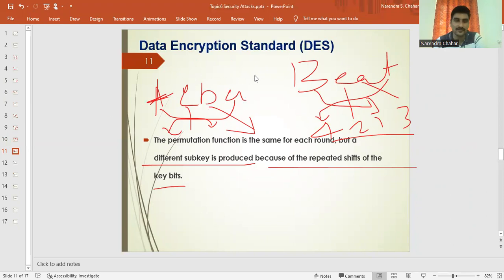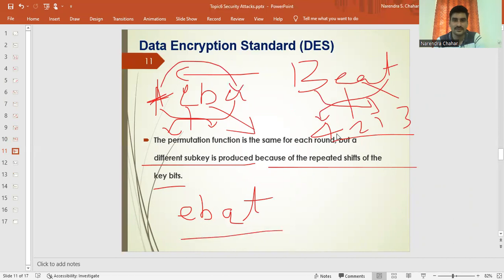Just like I will do the left circular shift. So now the output will be EBAT, because the T will be placed here. Now the same permutation will be applied. So in each round the key will be different.